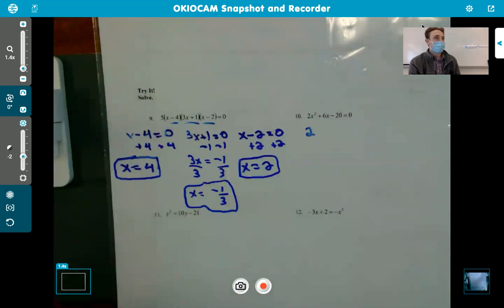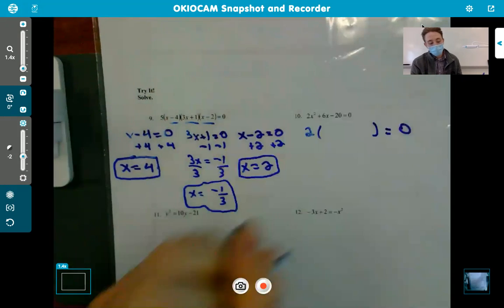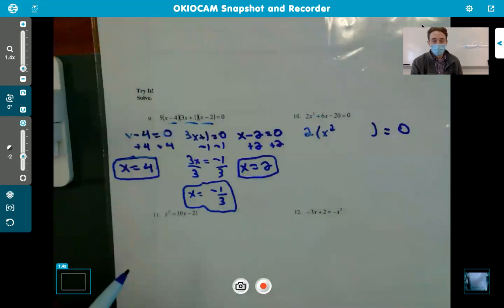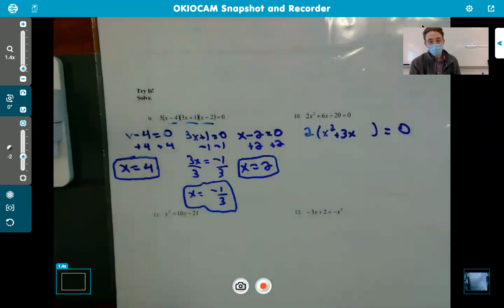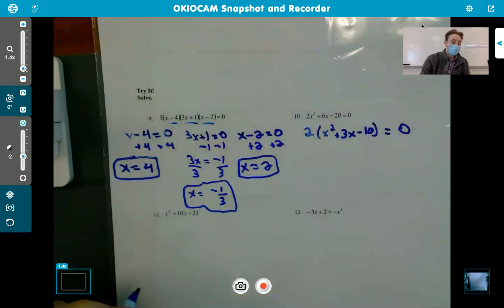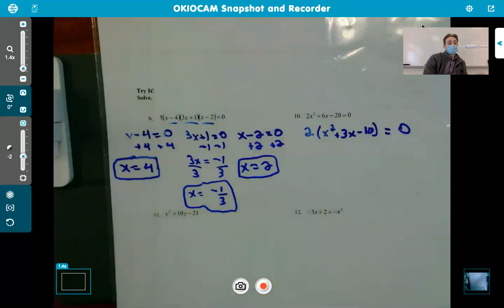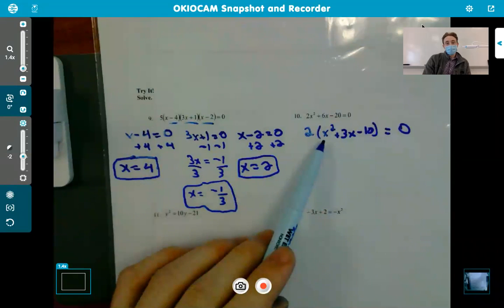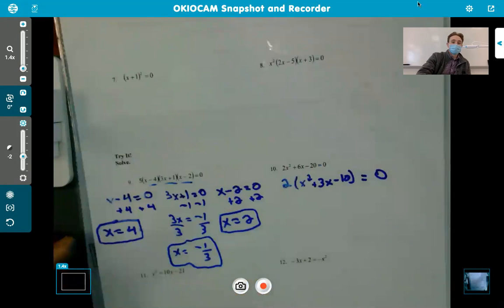And when I take out a 2, what's left over inside my parentheses? So I have x squared plus 3x minus 10, right? Good. So I take out that GCF. I take a 2 out of each term. And that's all I can take out, right? Because they don't each share a variable. So I have 2 times, in parentheses, x squared plus 3x minus 10 equals 0. Okay.